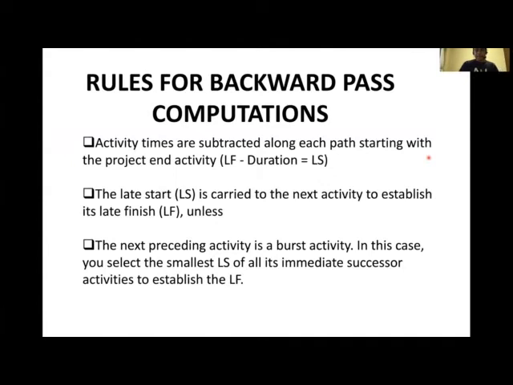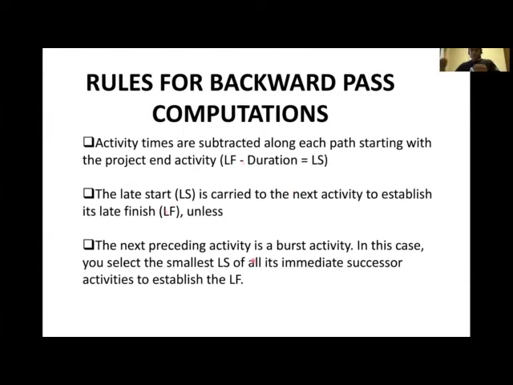Now, the back pass is the opposite. Instead of adding, we'll be subtracting. So as we are going back, we'll be doing last finish minus duration. And the late start is the one that will be passed as the late finish, and you keep on subtracting just like that.